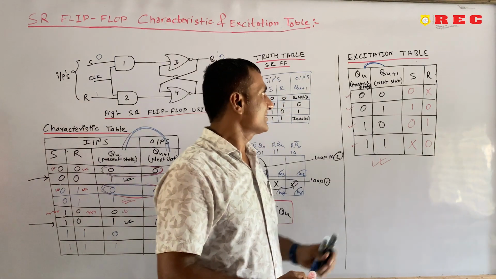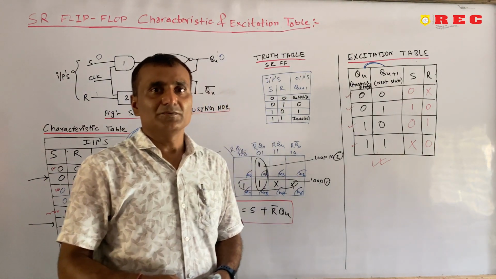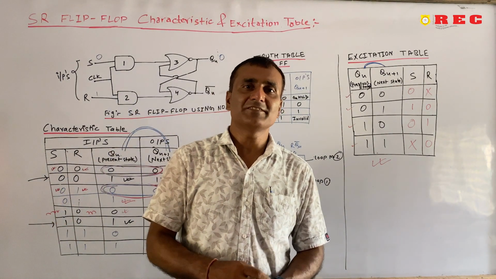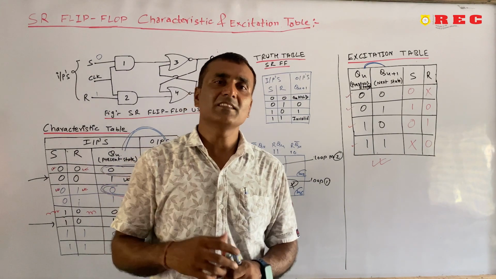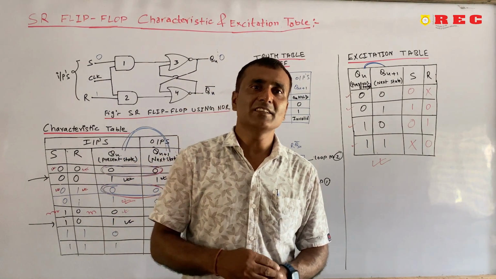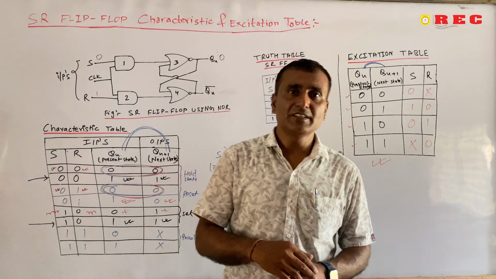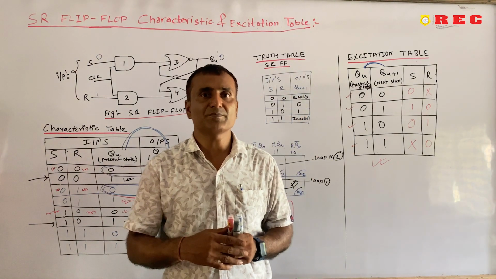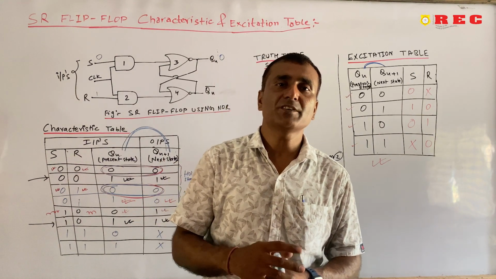We have developed this from the characteristic table. So now I think you understand very well what is the difference between the truth table, the characteristic table, and the excitation table. If any equation is given and we design for that particular equation, then at that time this excitation table is also very important.